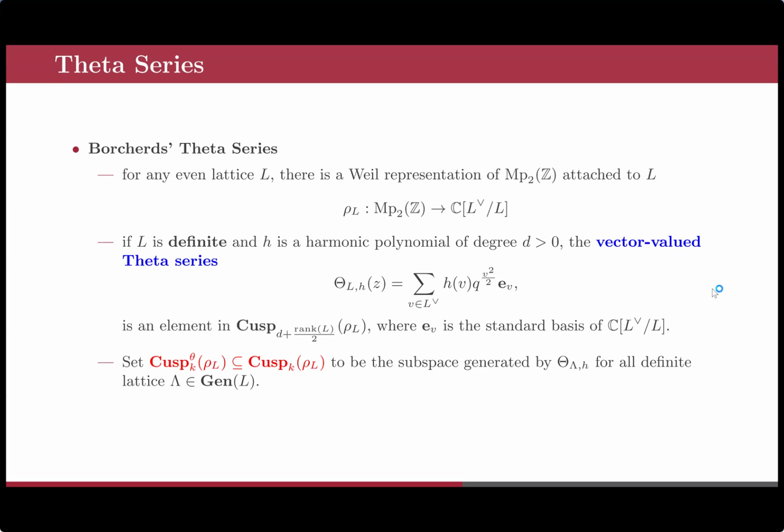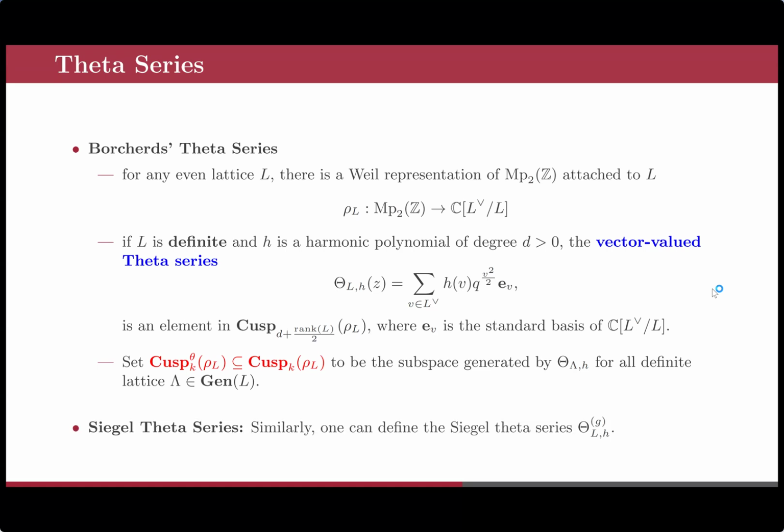And then we can take the subspace generated by such Theta series. Here, we have some ambiguity, so we can vary our lattice in the genus of L. Because lattices in the same genus have the same discriminant group, you will get modular forms or cusp forms of the same type. The Weil representation only depends on the discriminant group. Once the discriminant group is the same, you will obtain the same type. So when I vary all the definite lattices in the genus of L, I can obtain some subspace. This plays a very important role in our study of the Picard group.